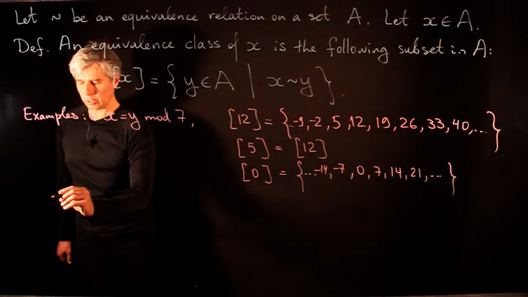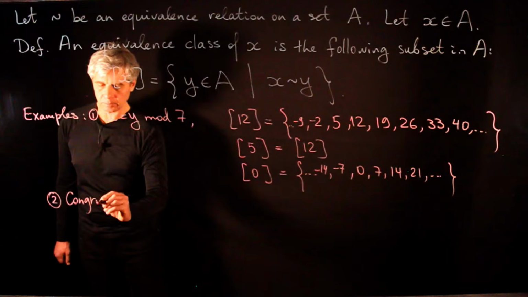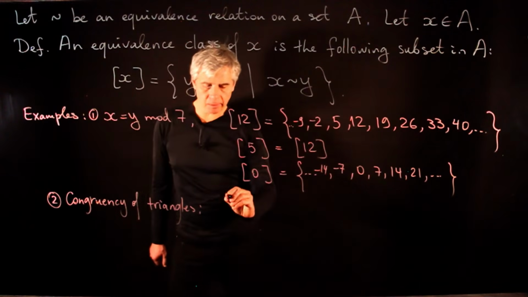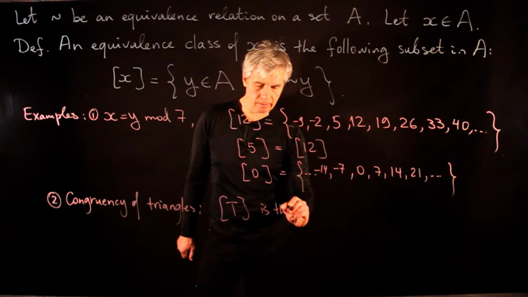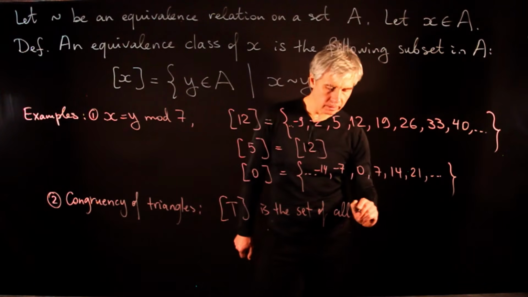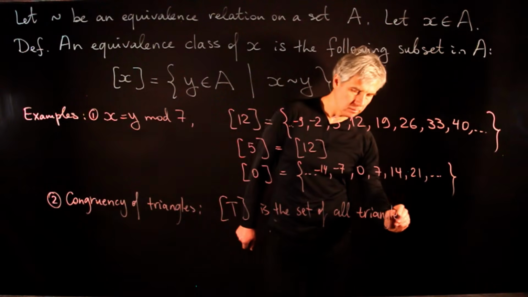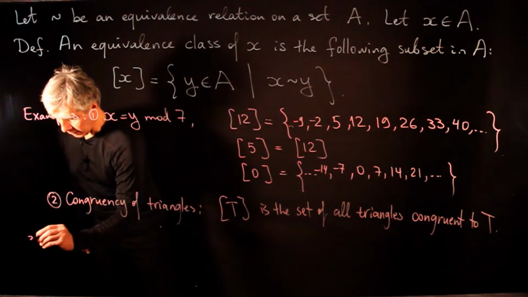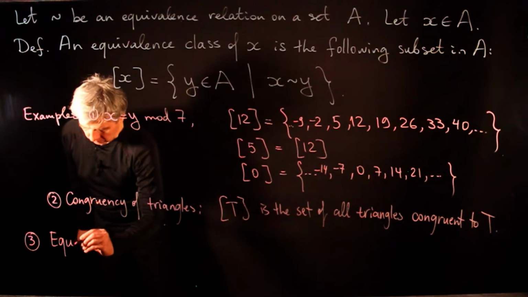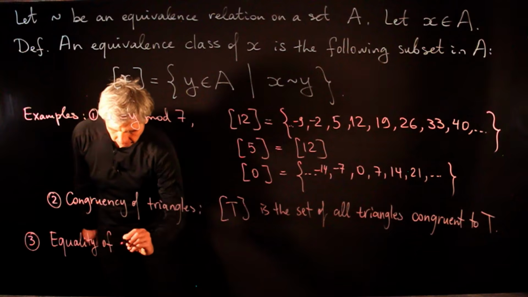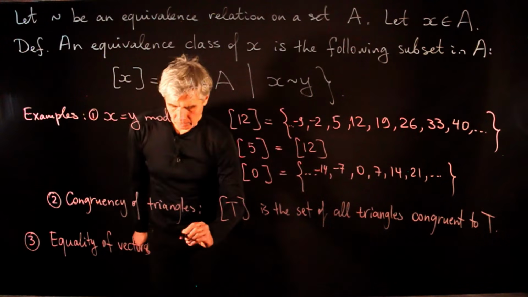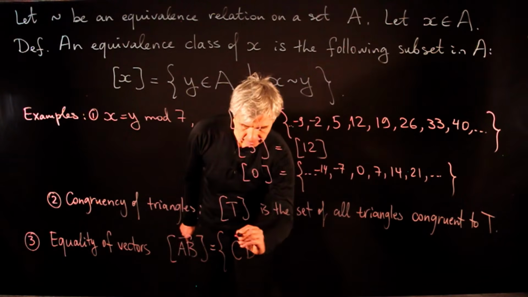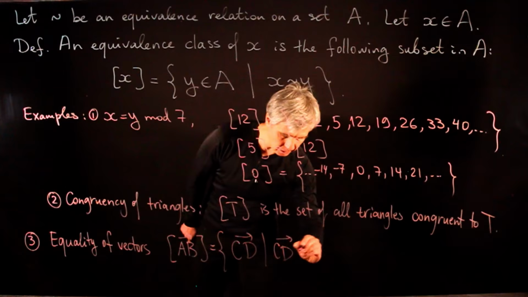If we take the relation of congruency of triangles, then an equivalence class of T is the set of all triangles congruent to T. And for the relation which is equality of vectors, the class of a vector AB is the set of all vectors CD such that CD is equal to AB.